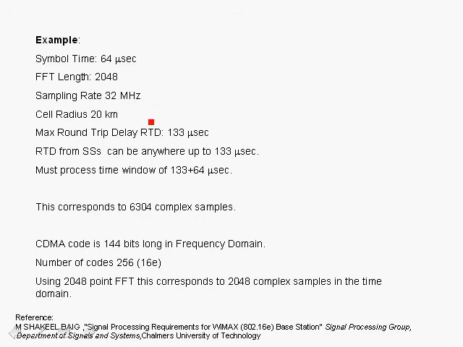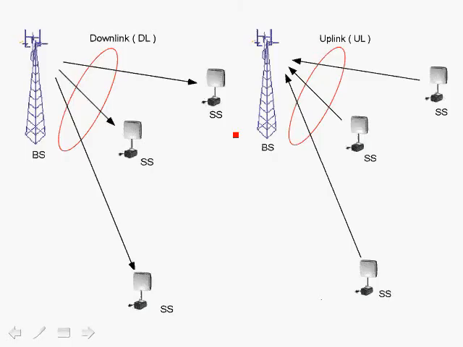Let's assume a cell radius of 20 kilometers. If the cell radius is 20 kilometers, then the maximum round-trip delay is around 133 microseconds. Therefore, if you look at all the round-trip delays that are expected from all the SSs, they can be anywhere from close to 0 to 133 microseconds. If we go back to this picture, depending on where the subscriber stations are, we can expect delays up to 133 microsecond round-trip delay.